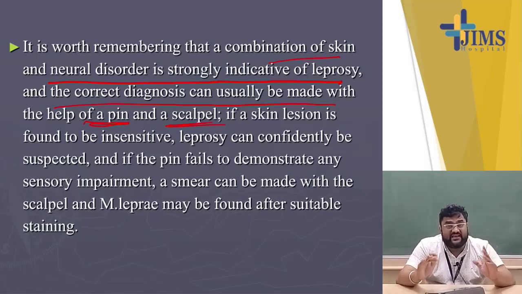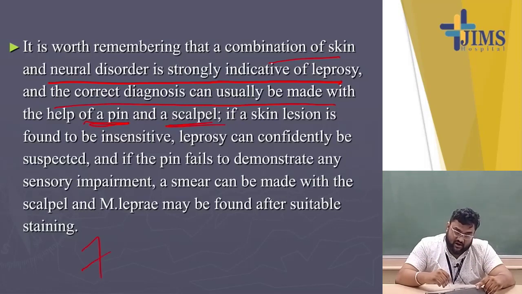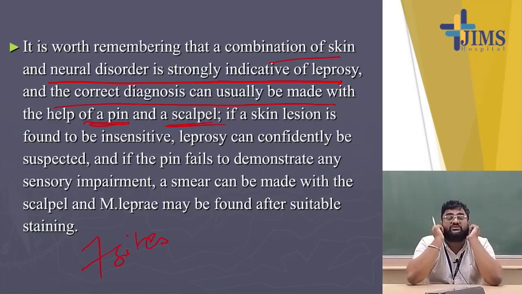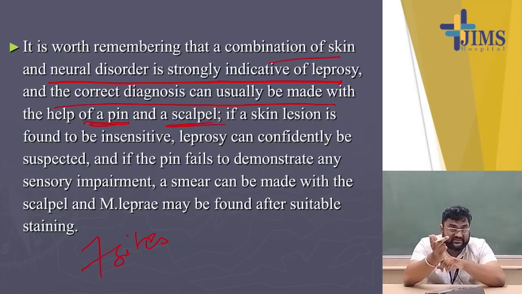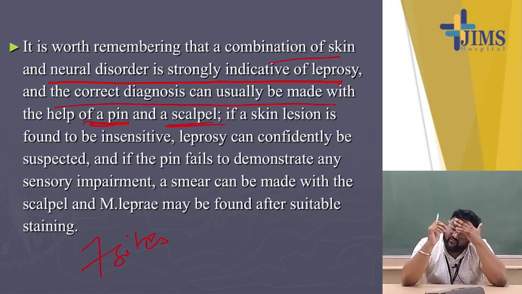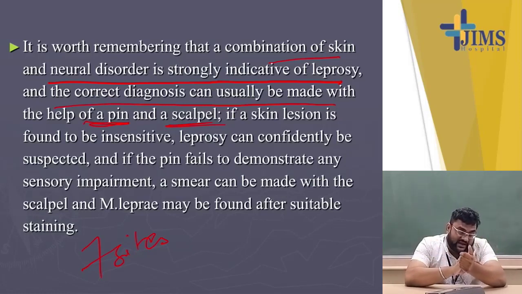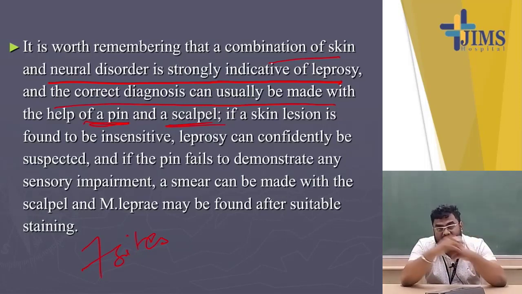Now, basically 7 sites of the body are checked. Both the earlobes, forehead, nasal septum. In the nasal septum, we will not use a scalpel, we use a nasal speculum to take the smear from the nasal septum. One site should be from the lesion itself, and we can use any of the forearms or the legs, depending on which nerve of the body is involved after we check for anesthesia and the nerve thickening.